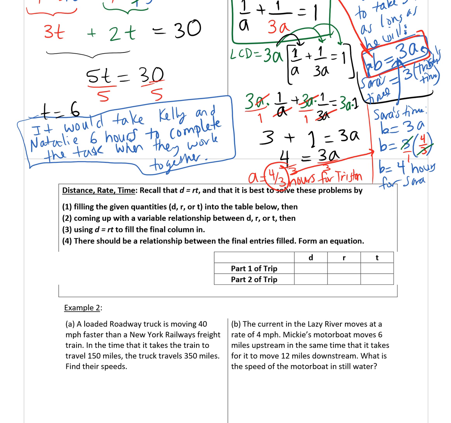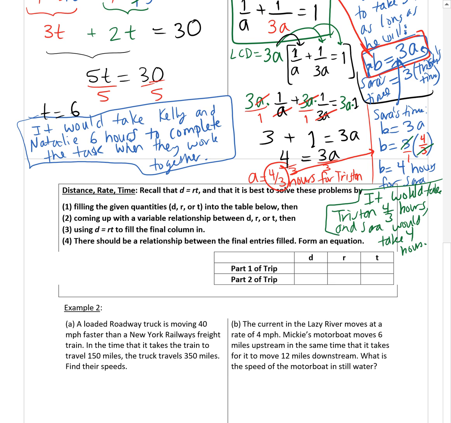Alright. And of course, they want you to write that in a complete sentence, so I'd probably say something like, it would take Tristan 4/3 hours, and Sarah would take 4 hours.